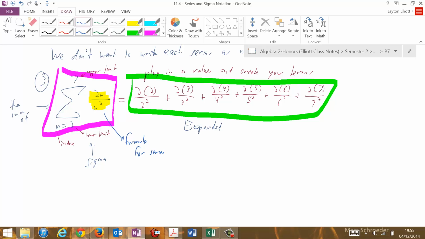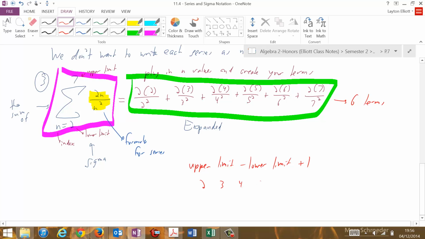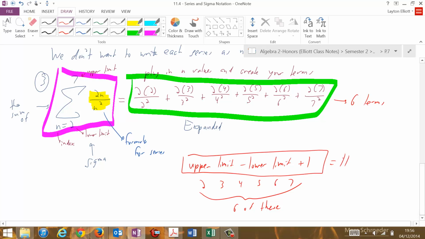One thing I want to keep in mind is that if I look at how many terms are in the expanded sequence, I have 6 terms. Well, I could predict that because if I took the upper limit minus the lower limit, I'd get 5, but then I'm going to add 1 because I need to include those. Think about it this way. How many numbers are there between 2 and 7? Well, there are 6 numbers if you include 2 and 7. 2, 3, 4, 5, 6, 7. There are 6 of these digits. And so if I take the upper limit minus the lower limit, but then add 1, I get the number of terms.